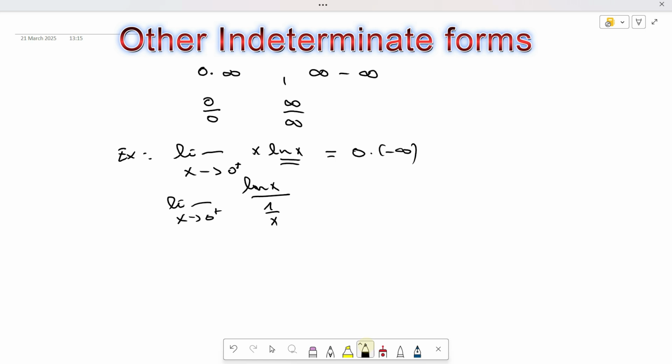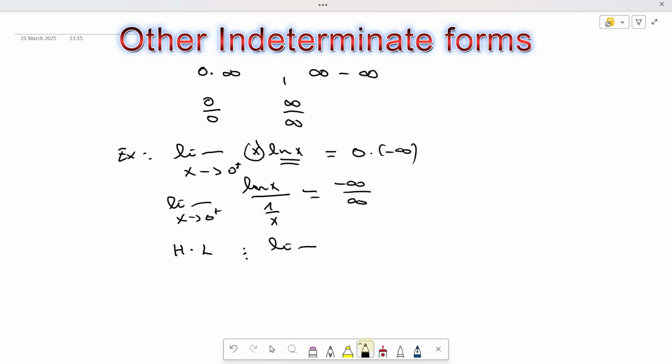So this 1 over x, which is a denominator, is the same as multiplying by x here. So I don't change anything. And you can see that this is equal to minus infinity over infinity. With this, we can use L'Hôpital's rule to solve this one. And if we use L'Hôpital's rule, what are we going to get?